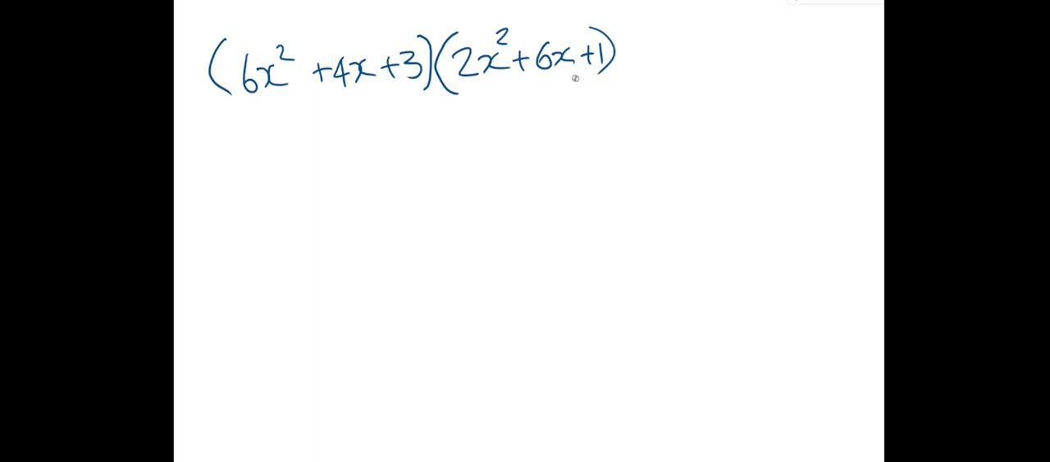You may have remembered that I said that maybe FOIL isn't the best method to use, especially when we have longer equations in brackets, and I'm going to show you an example here. So in this bracket we have 6x squared plus 4x plus 3, and in the other brackets we have 2x squared plus 6x plus 1.